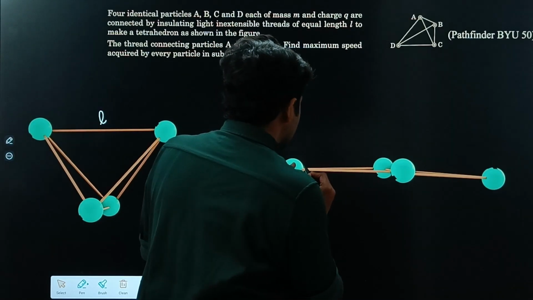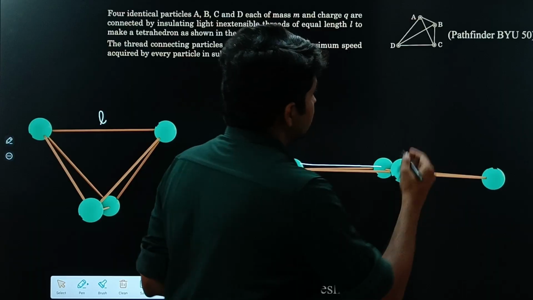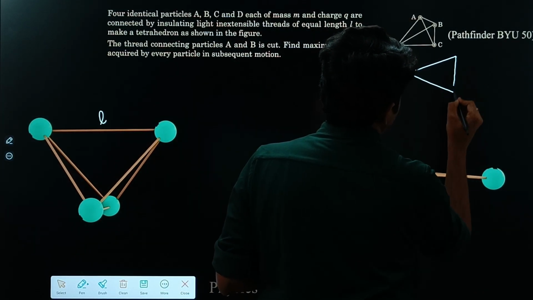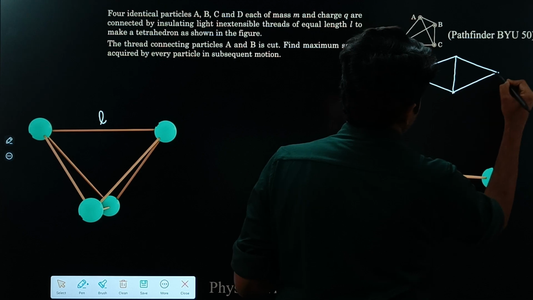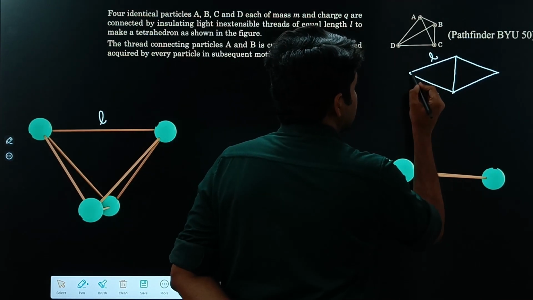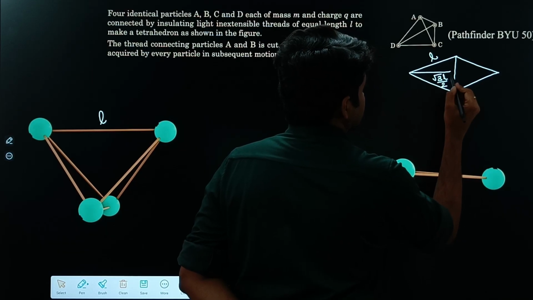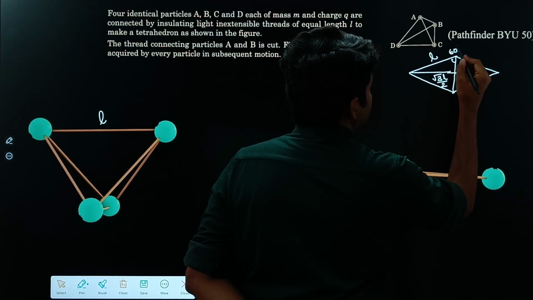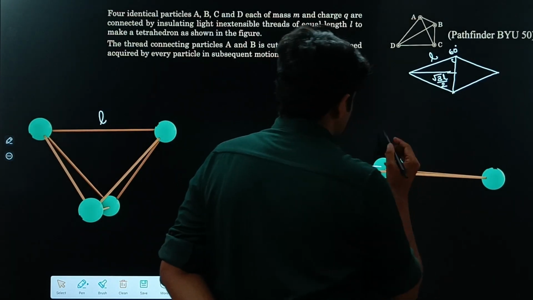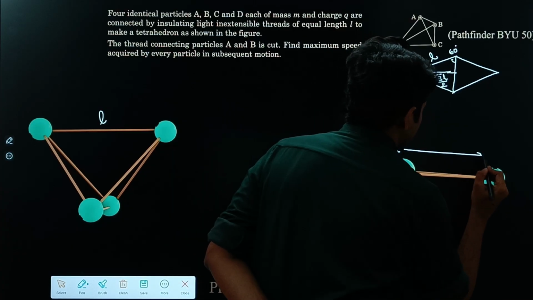What will be this distance from here to here? If I tilt it like this, it will be something like this. If this is L, how much will this be? Root 3 L by 2. This is a 60 degree equilateral triangle, sin 60 gives root 3 L by 2. So the total will be root 3 L. So this whole thing will be root 3 L.